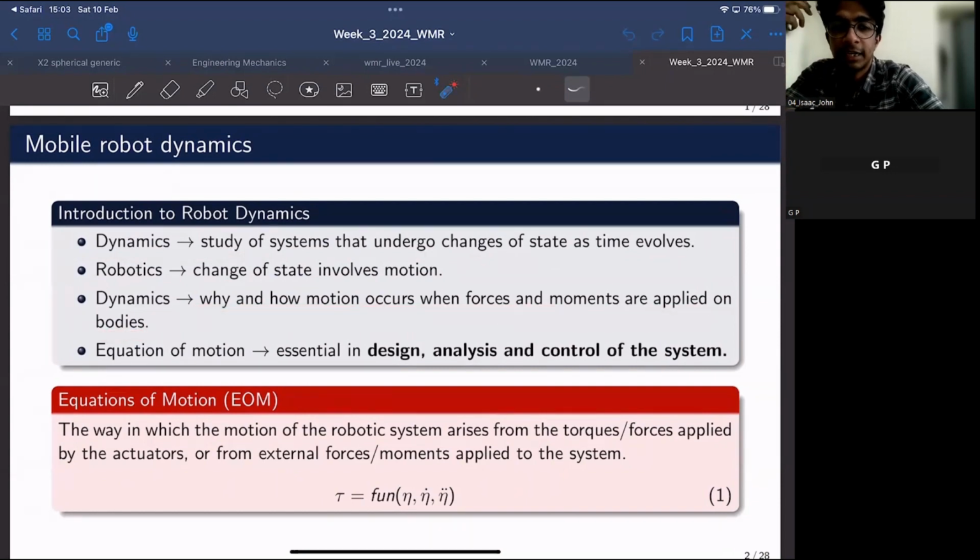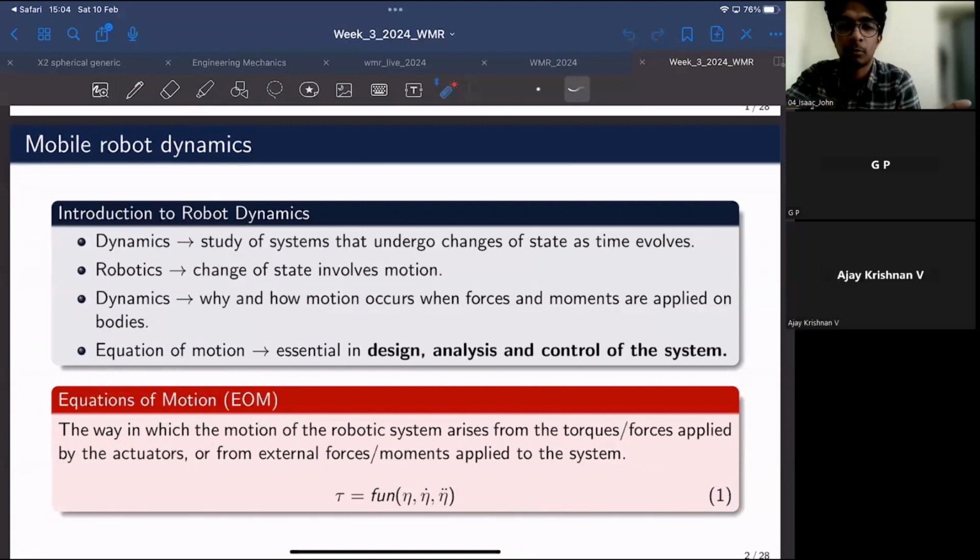Like earlier in kinematics, we have only seen how a robot moves. It only deals with velocities and accelerations, but we don't really care about why or how these accelerations are introduced. If a body has to change its state from rest or a non-uniform motion, we all know that it has to be acted on by an external force. And dynamics basically covers the effect of forces as well as moments on a rigid body.